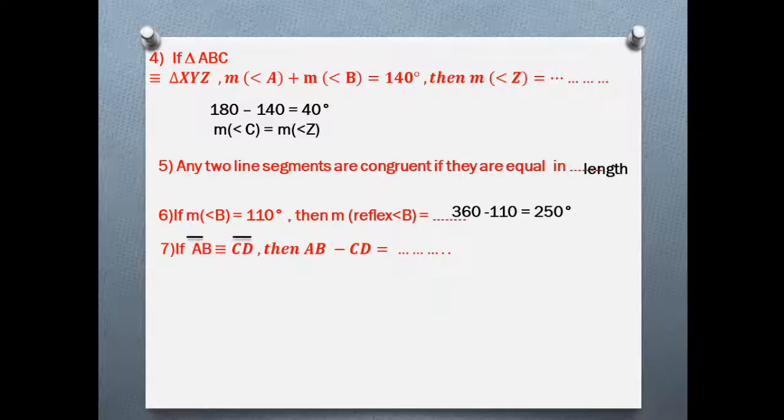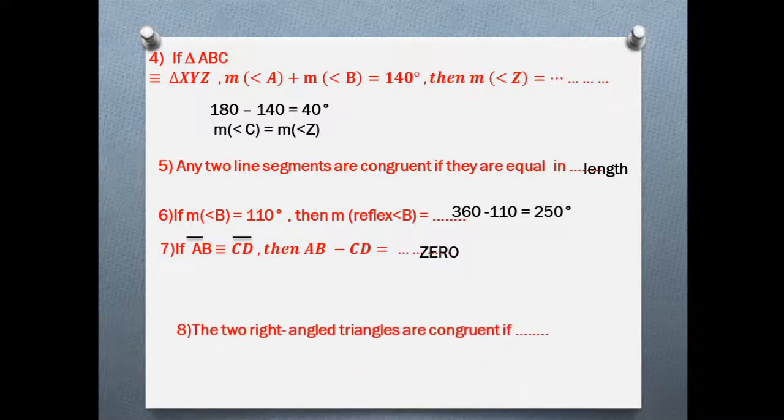Number 7. If line segment AB is congruent to line segment CD, then AB minus CD equals... We will remember if line segment AB is congruent to line segment CD, this means they are equal in length. If we don't write a line segment sign, it means the length of line segment AB. They are equal in length. So AB minus CD equals 0.